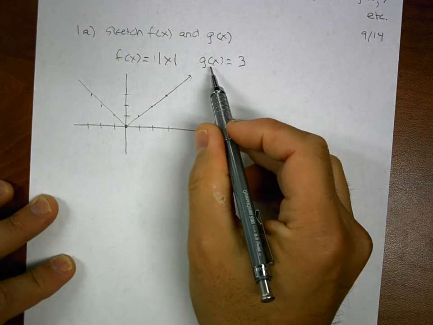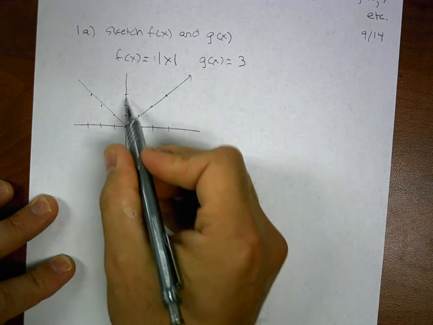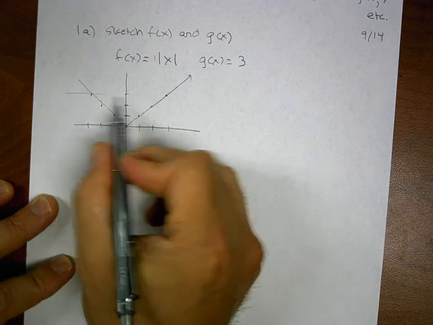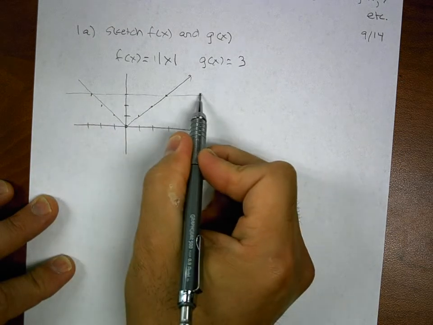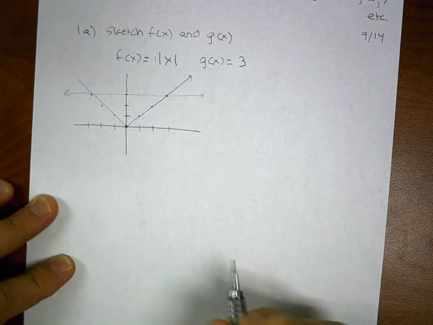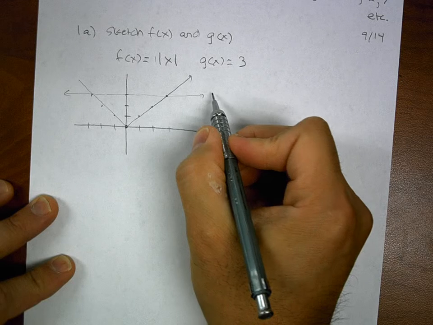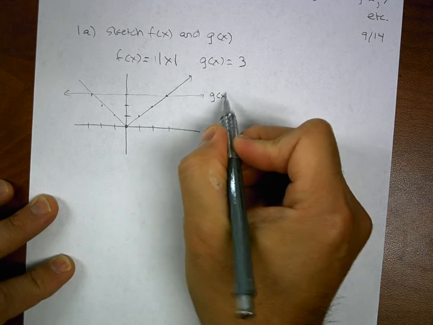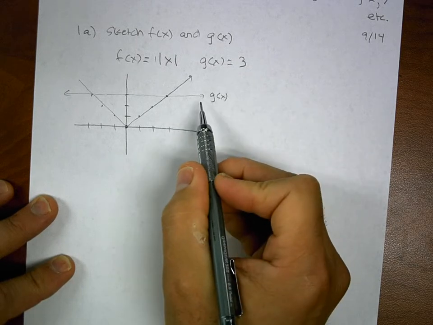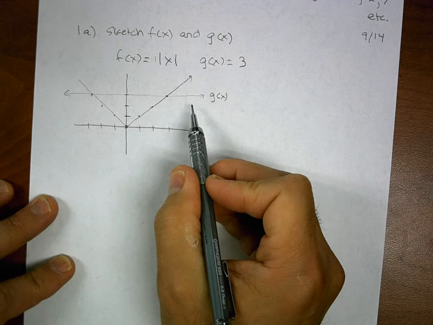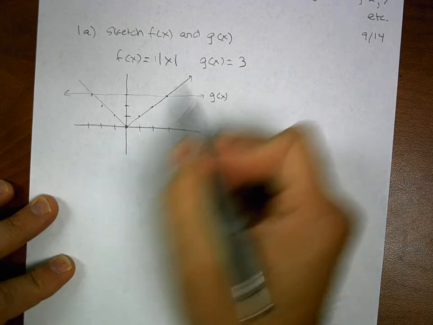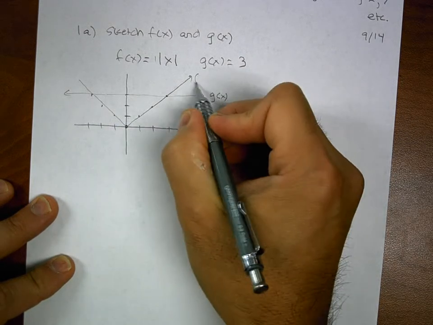And then graph y equals 3. So 1, 2, 3. It's a horizontal line, y equals 3. So this looks real similar to the last one we did. Let's go ahead and label this. The horizontal line, that was g of x. So label it, because I want you to make sure we see which graph is which. This V is our f of x, so I'll put f of x right there.